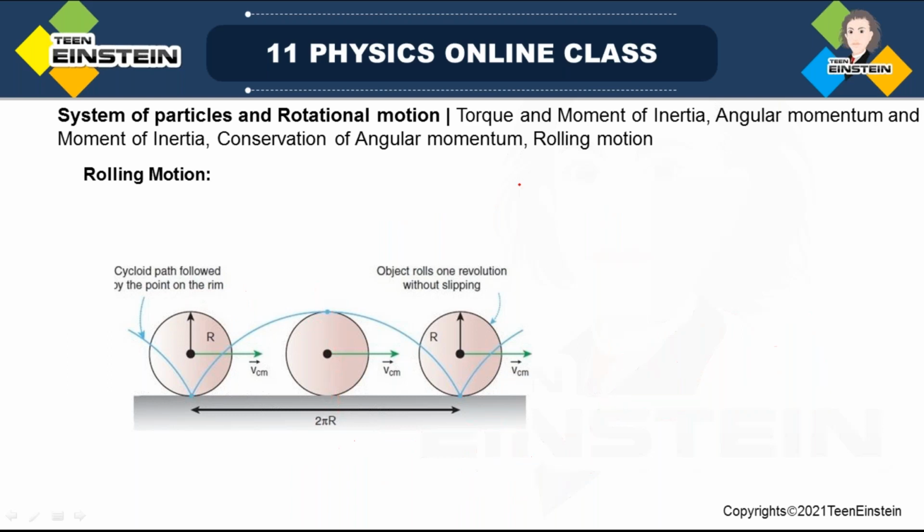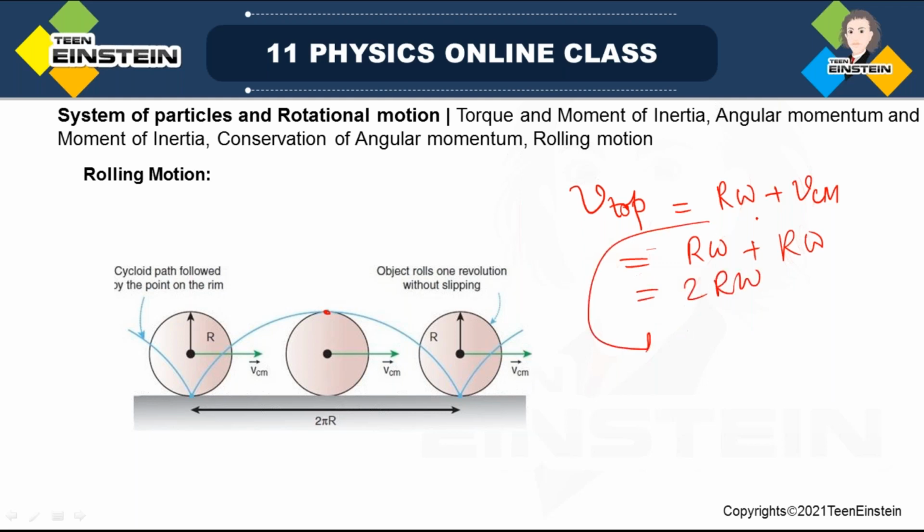So let me write it here. Velocity of the top point and velocity of the bottom point. For the top point, you will get R omega due to rotation, and you will get VCM. And obviously, if this rotation is without slipping, then VCM also will be R omega, so it will be 2 R omega. From here we can write that R omega is equal to VCM. So if you write that, then it will be 2 VCM.